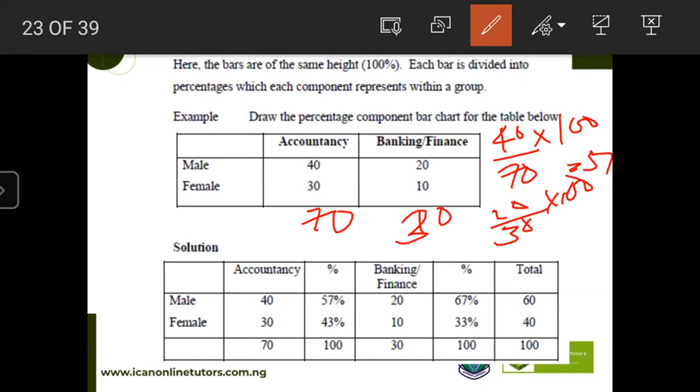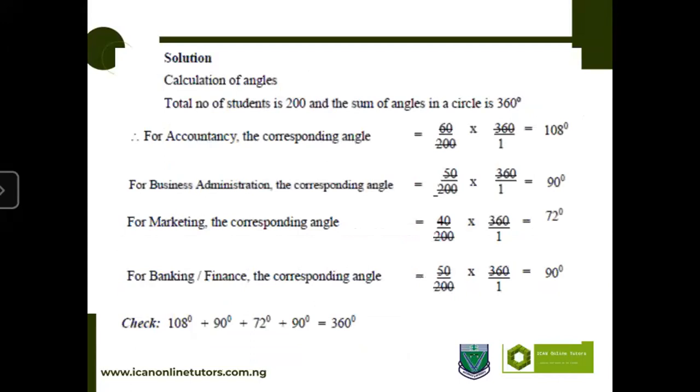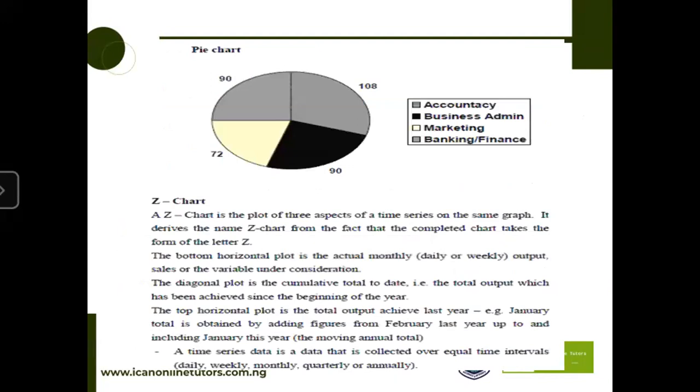10 over 30 multiplied by 100 will give you what? 33%. To find the total of male in both accountancy and banking, it will just be what? 40 plus 20, that is what? 60. 30 plus 10, that is what? 40. All together 100. Is that taken? I haven't represented them in a chart. This is the calculation that I've done for you, for BISADMIN and for everything. If you are representing it in a pie chart, just put the percentage, like this, like that. That is all.